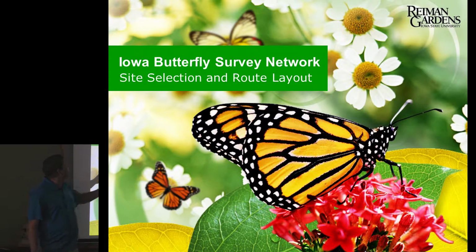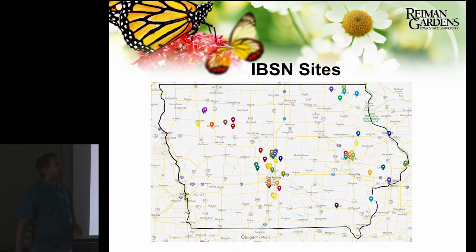So I'm going to take you through site selection and site layout for your survey location. Now, we have a lot of different sites that are being covered across the state. One of our big end goals is to get at least one surveyor in each of the 99 counties. That's one of our in-house goals. But basically, the more people we can get surveying across the state, the better picture we get of what's going on statewide.